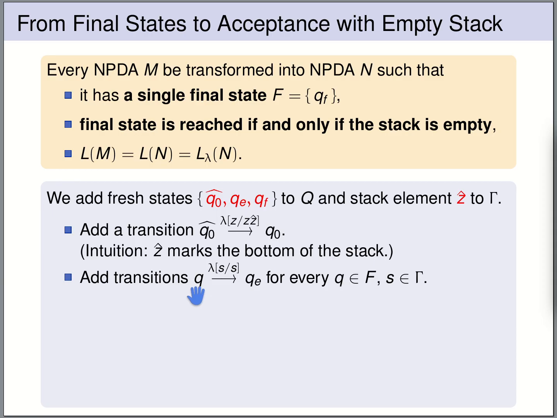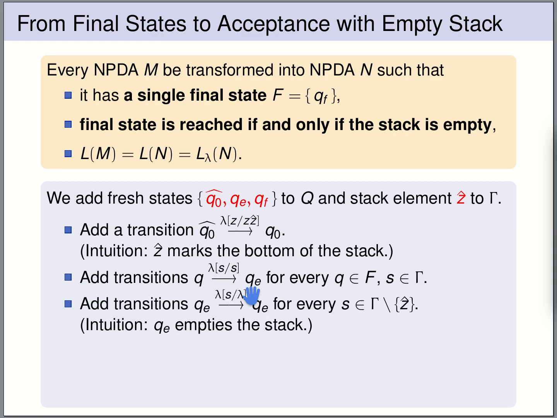Now, from every old final state Q, we add a lambda transition to the fresh state QE, and this lambda transition keeps the stack unchanged. So for every stack symbol S, we have a transition that does not consume any input. It inspects S on top of the stack and it leaves S on top of the stack. So this transition basically doesn't change anything except for the state, from an old final state to QE.